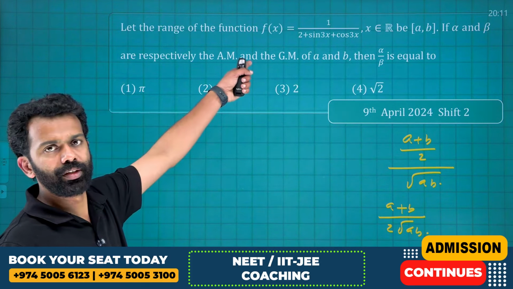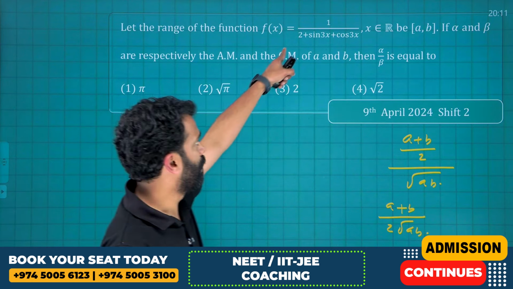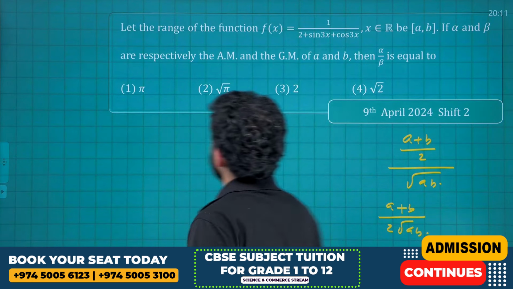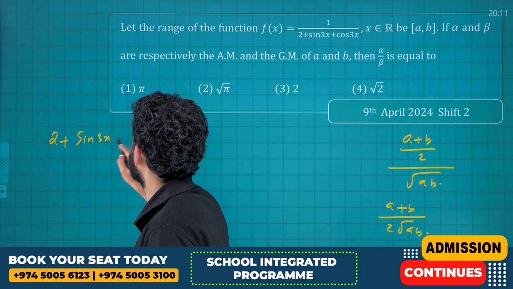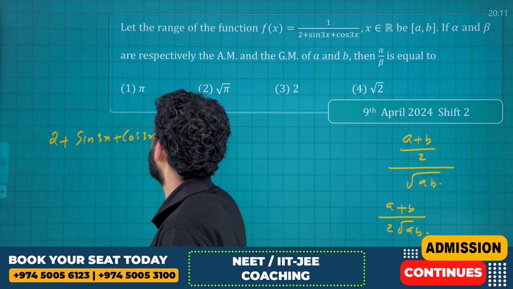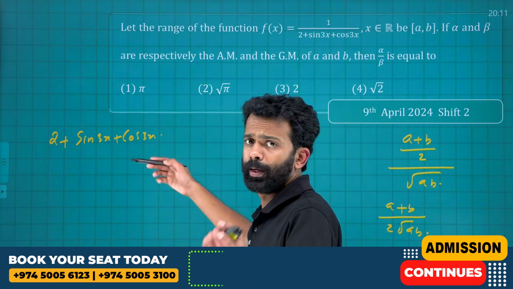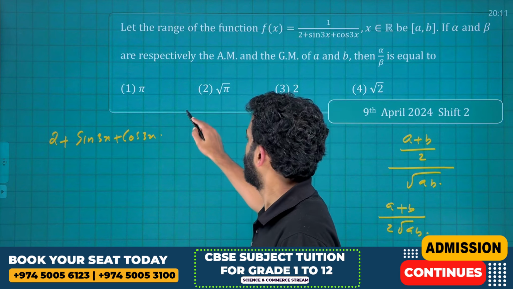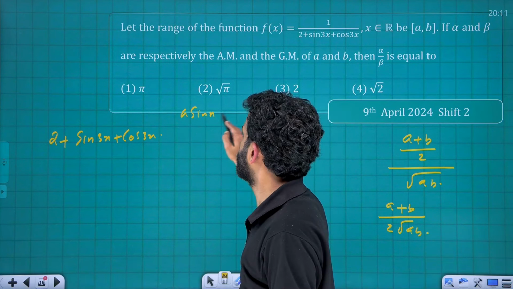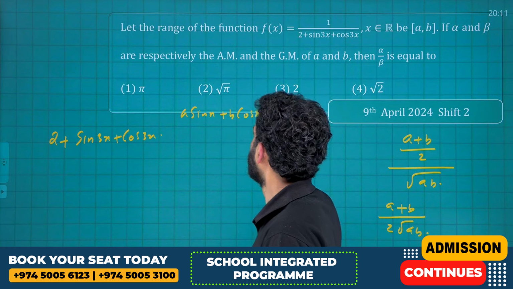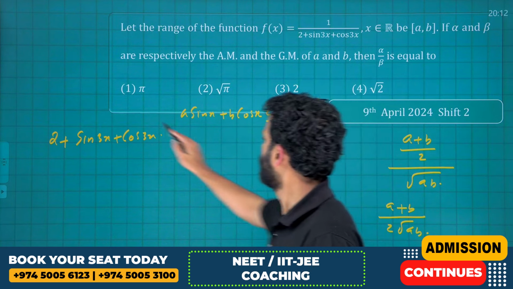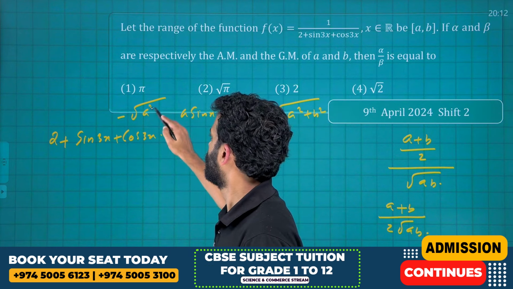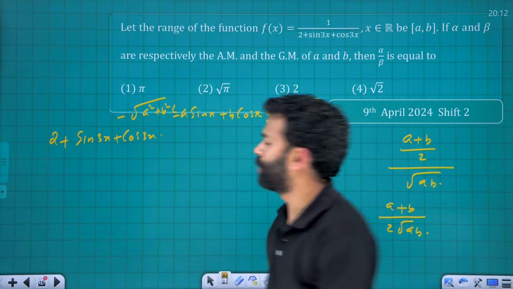So how are you going to formulate this one? This is pretty easy actually. That is, I am going to operate the denominator first. That is 2 plus sine 3x plus cos 3x. Do you know the formula? Do you know the maximum and minimum values of a sin x plus b cos x? Its maximum value will be root a square plus b square, and the minimum value is what? Negative root a square plus b square.